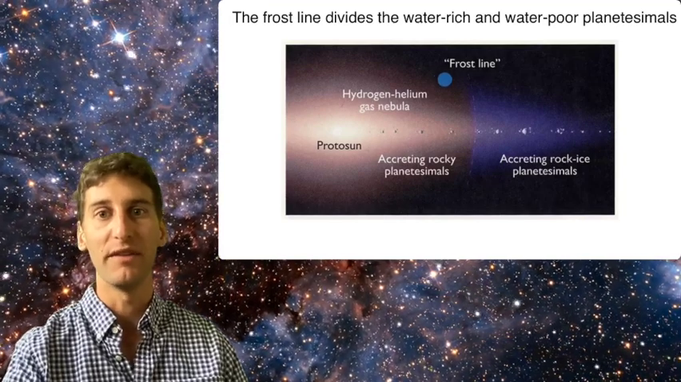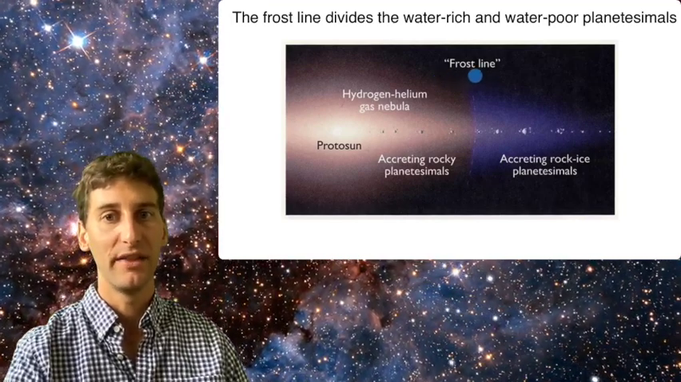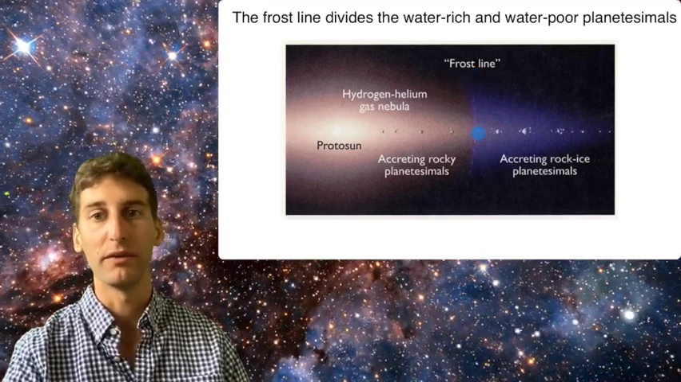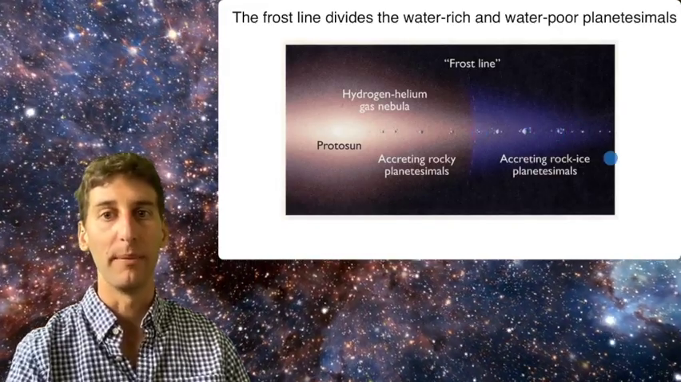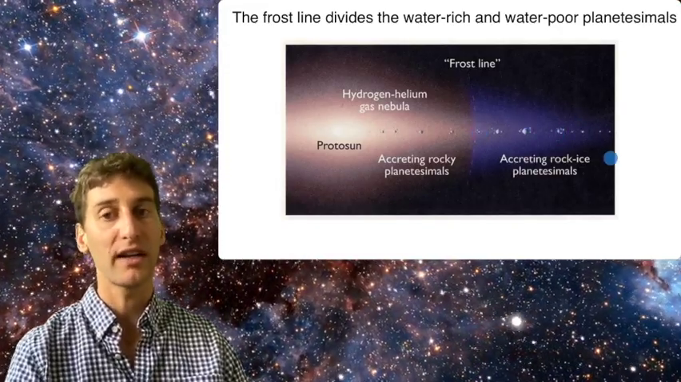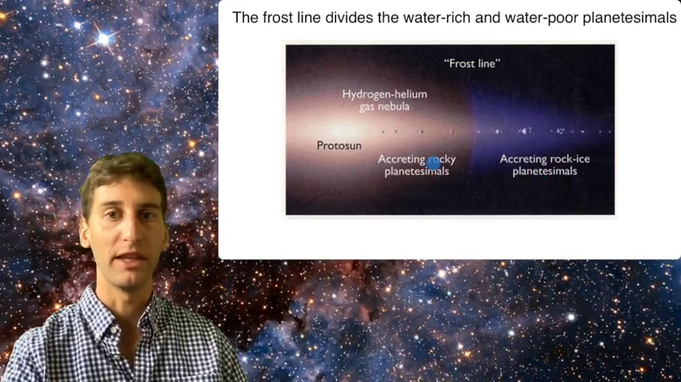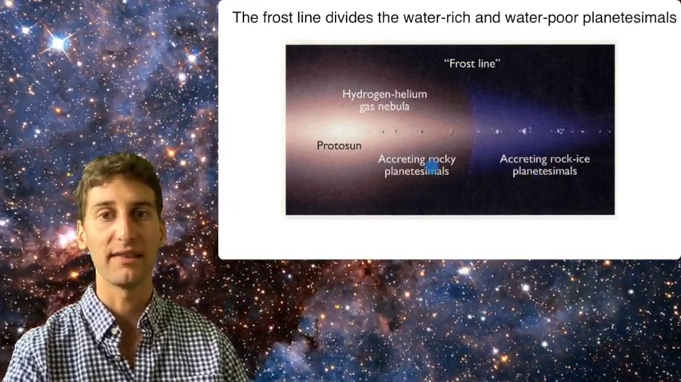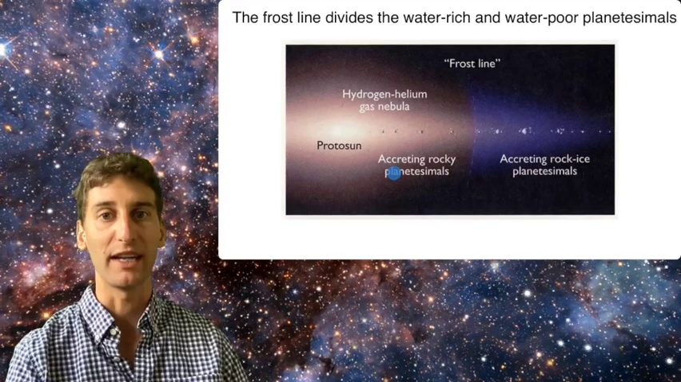So this concept is often illustrated in what's called a frost line. This is the water condensation point. So when you're further away from the sun, you can have accreting planetesimals that grow as rock and ice. But on the other side of the frost line, on our side of the frost line, things accrete just as rocky planetesimals.